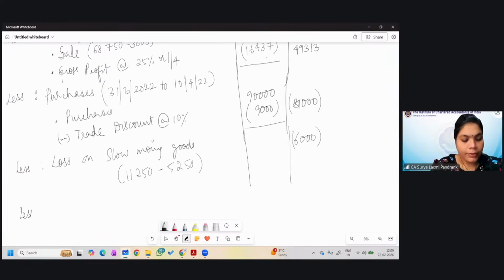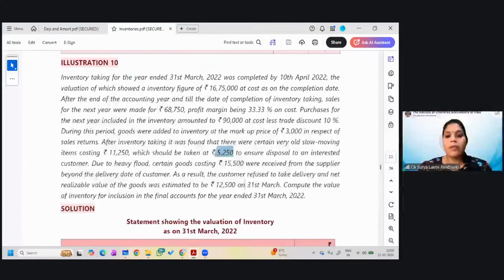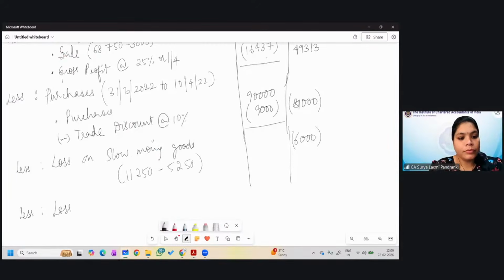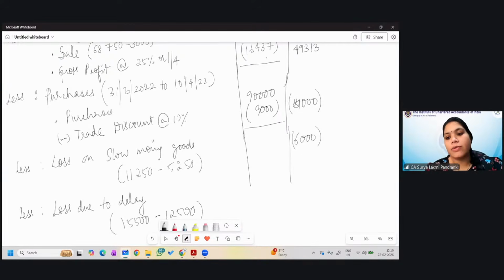Right. Then next point is what? Next we have the delay in goods, right? There was a delay in goods due to some flood. Because of that, you have a reduction in the value. Realizable value has come down. So here you have a loss of how much? It was actually for 15,500, but now you can only get 12,500 out of it. So 3,000 is the loss you have here. Yes, 3,000 is the loss.